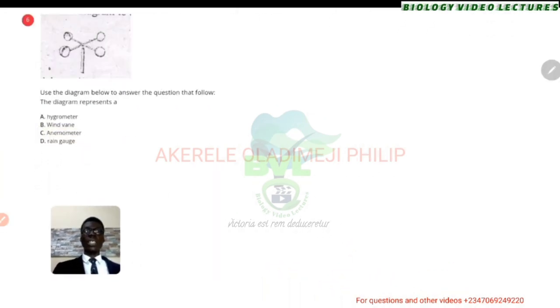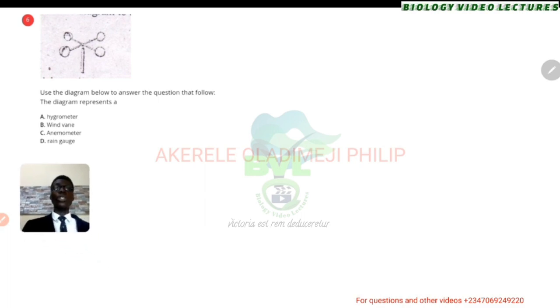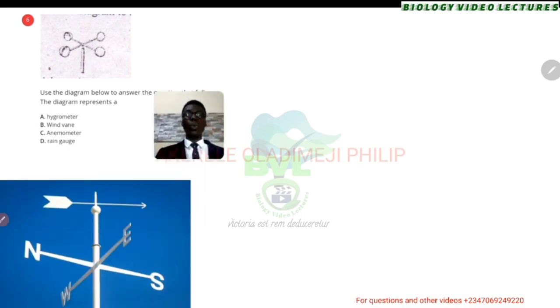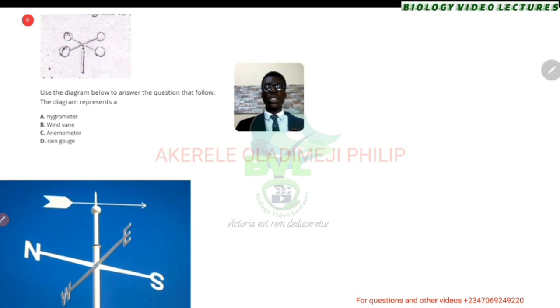The diagram we are seeing here, it says to use that to answer the question below. So what's the name of the diagram? Let me show you other ones, so you can always know what the answer will be. This is the wind vane, which shows the direction of the wind. The wind is blowing towards the south here. Is it blowing towards east or west?